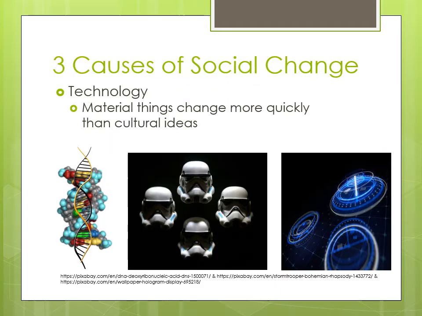There are three causes for social change. The first one is technology. So this is where material things tend to change faster than cultural ideas. So examples that you see here are the mapping of DNA.